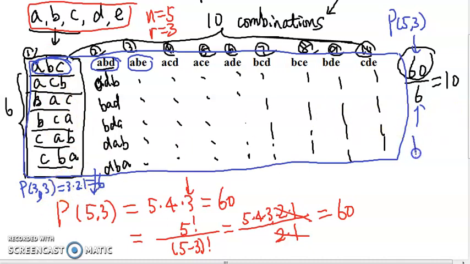So the bottom is P33, sorry, P33. So that would be the formula for a combination, how to get 10. So let's write down the formula from this example.